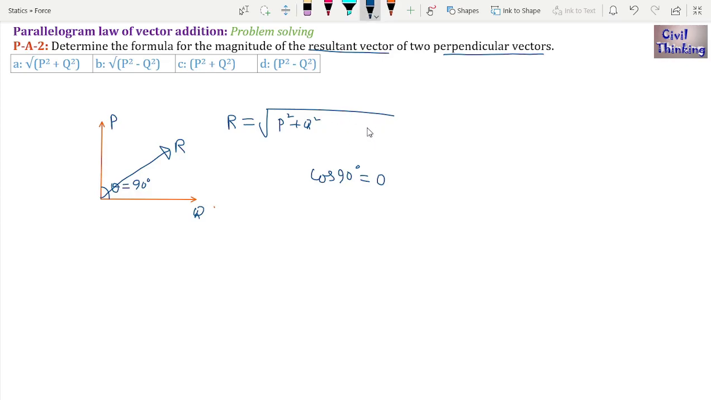So I will erase all of it. So what we are left with is R equal to the whole under root of P square plus Q square. So which one is the correct option? Option A is the correct option.